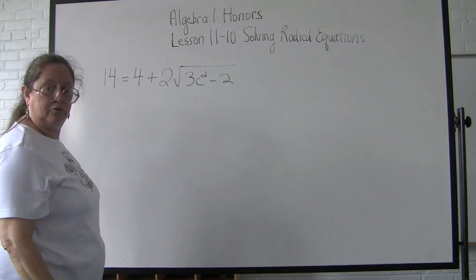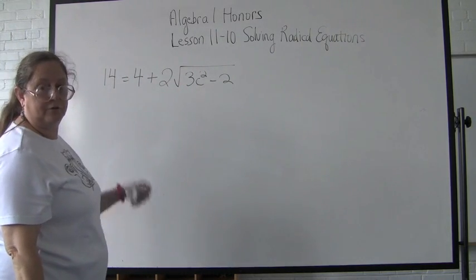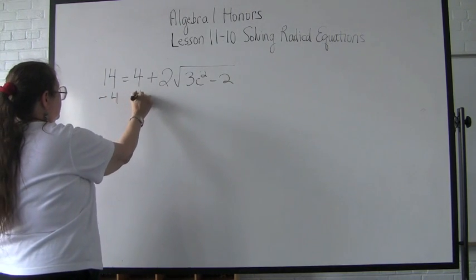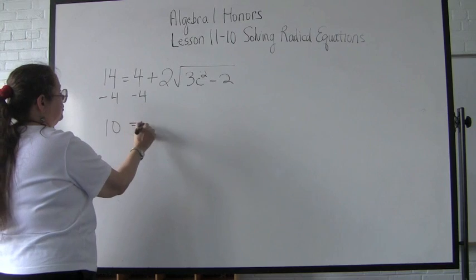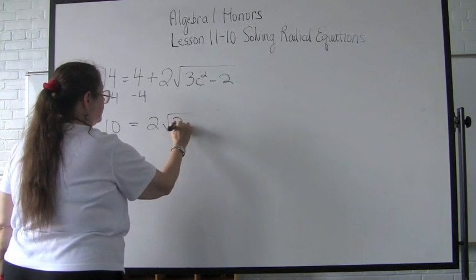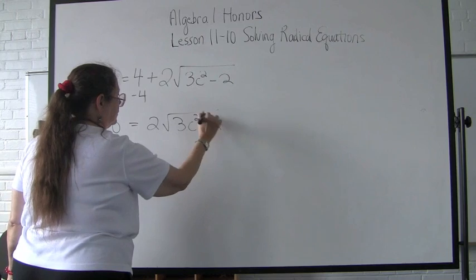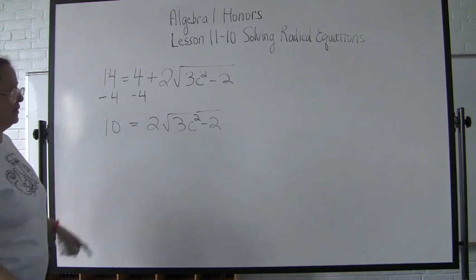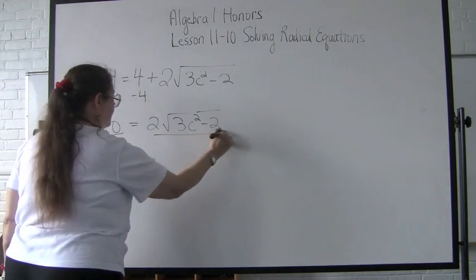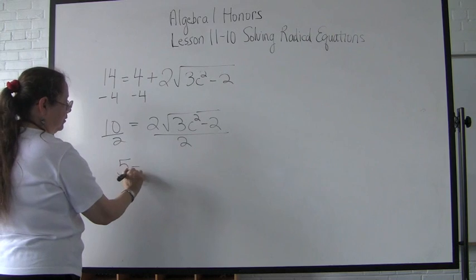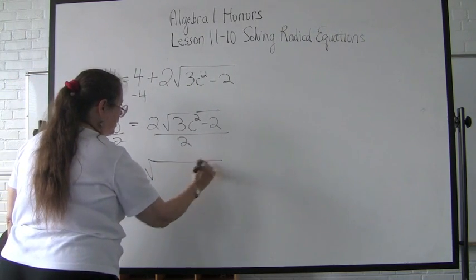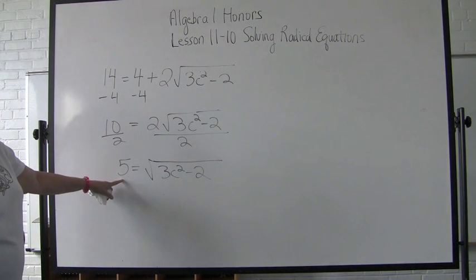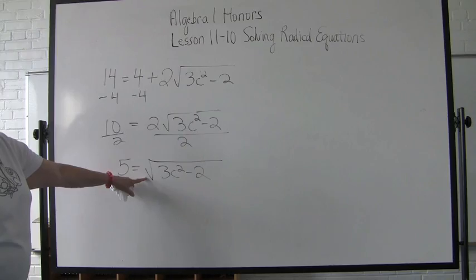So the first thing we're going to do is move everything except the radical to the other side by undoing the operations. So we're going to subtract 4 from both sides. We get 10 is equal to 2 times the square root of 3c squared minus 2. To undo this multiply by 2, we're going to divide both sides by 2. And we get 5 equals the radical, all there by itself. It's all isolated. So now we can square both sides to get rid of the square root.